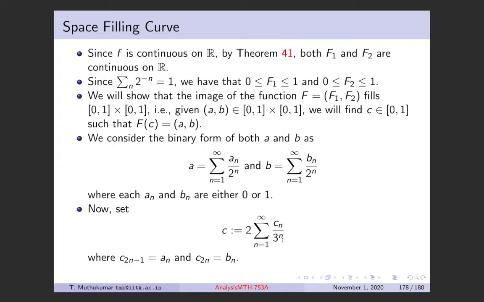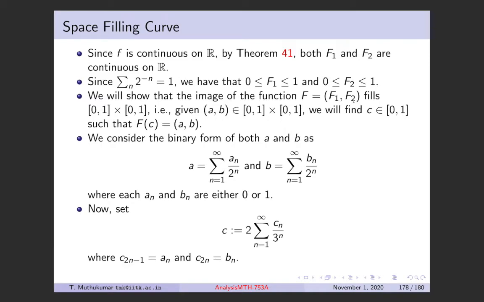And the way Cn are defined is that whenever the subscript is odd, we give an value. So C2n minus 1 is the an value and C2n is the bn value. Okay, so this is how we define C, and we need to show that f1 of C is A and f2 of C is B. If we show that, we are done.